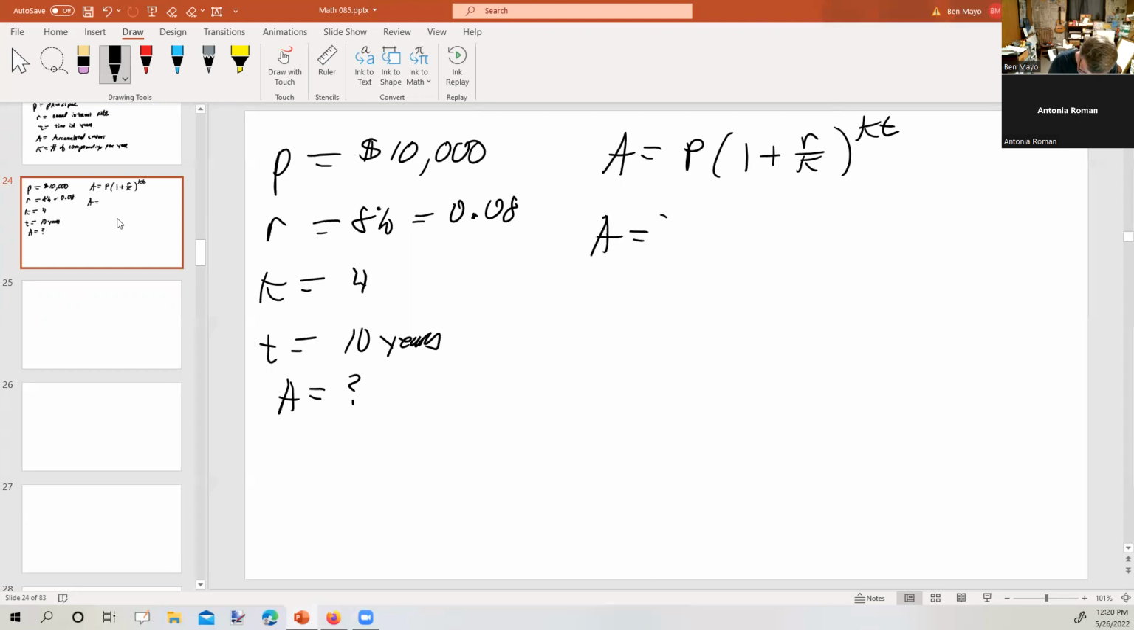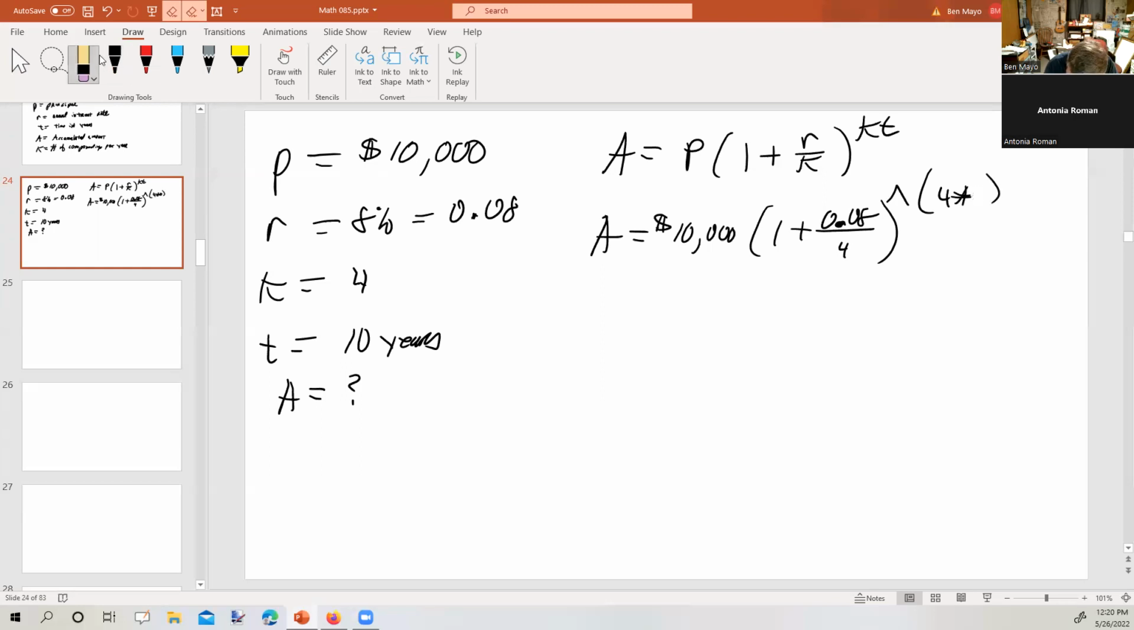A equals $10,000 times 1 plus 0.08 divided by 4, all raised to the 4 times 10 power. Now, you can put this all in your calculator at once, or you can do some simplification.